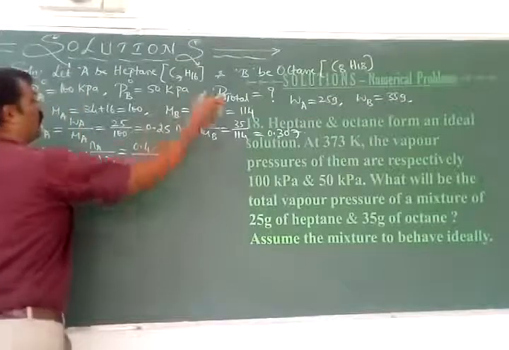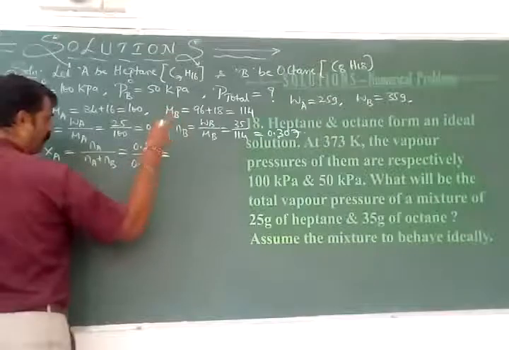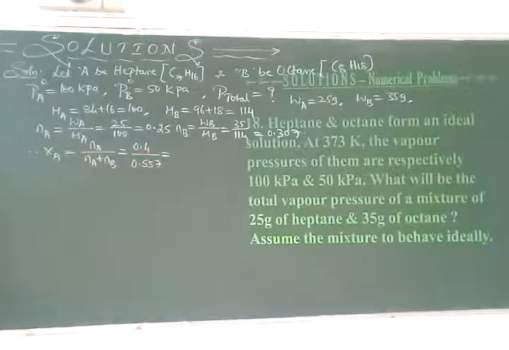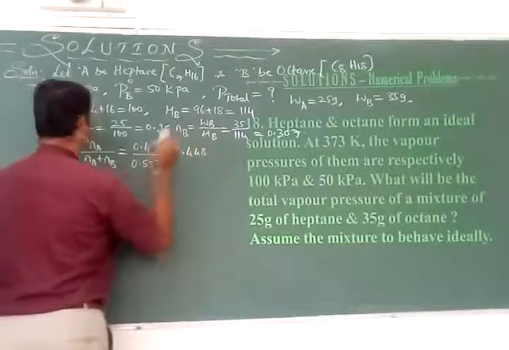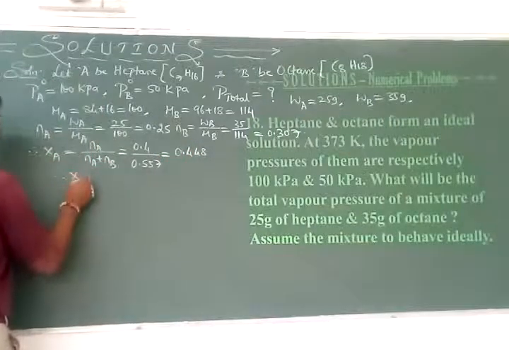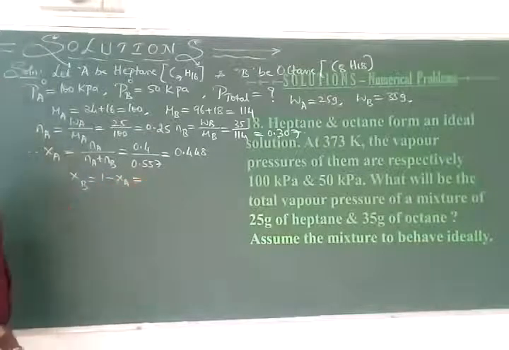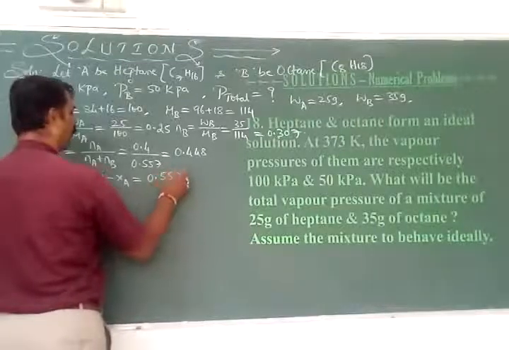What is 0.25 plus 0.307? It is 0.557, I think. So upon simplification I will get the value as 0.448. Therefore, what is XB here? It is 1 minus XA directly. Why? Because the sum of the mole fractions is always equal to 1. Therefore XB is equal to 1 minus XA, that is equal to 0.552.